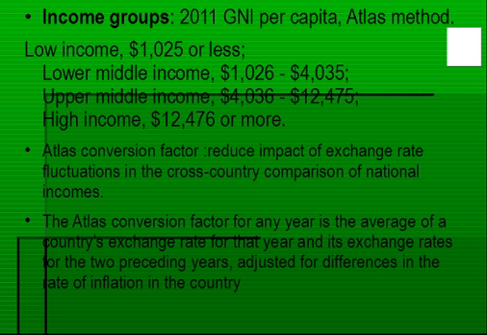Now we will look at the World Bank classification of countries into low income, which is $1,025 or less, lower middle, which goes from 1,000 to 4,000, upper middle, 4,000 to 12,000, and high income, 12,500 or more. This classification corresponds to incomes in 2011 using the gross national income per capita, and then using the Atlas method to convert incomes. The Atlas method is used to reduce the impact of exchange rate fluctuations, and it takes the average of exchange rates over a period of time and also makes an adjustment for inflation.